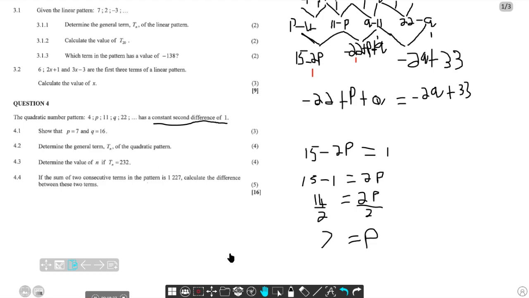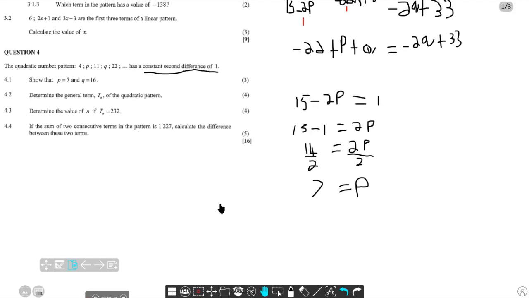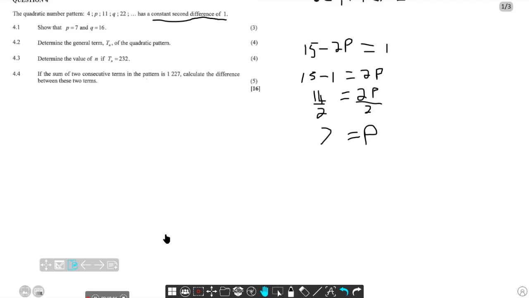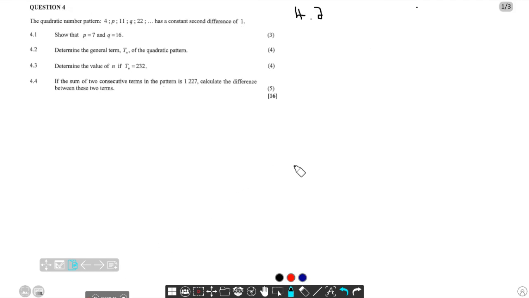Yeah, no, the method I was showing you guys was going to take long. And now we move on to 4. Now 4.2, they're wanting the general term of the quadratic pattern, meaning what are we looking for?